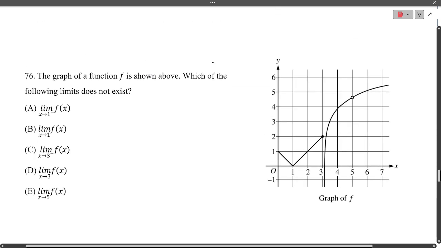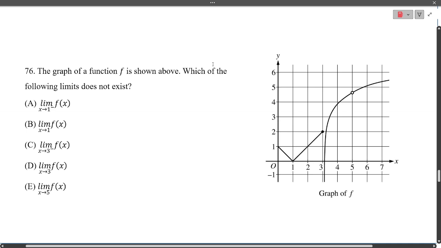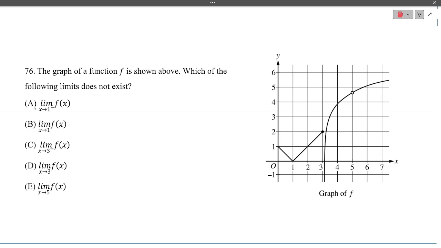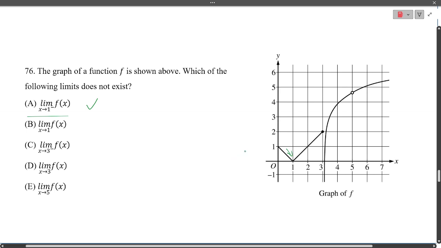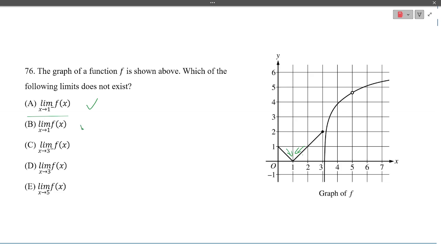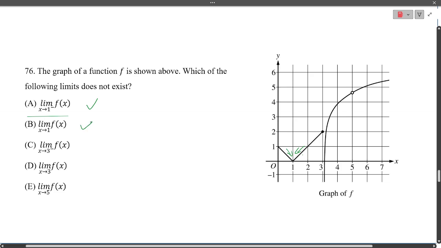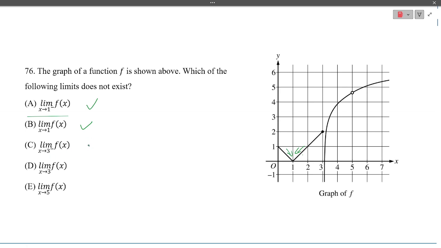Let's take a look at this question together. I'll give you some time to think about it as well. We'll analyze each limit one by one. Option A: the left-hand limit at x equal to 1 is 0. So it exists, and choice A is correct. For option B, the overall limit at x equal to 1, approaching from both directions, is 0. So it exists. Option C: the left-hand limit at x equal to 3 is 2. So it exists.